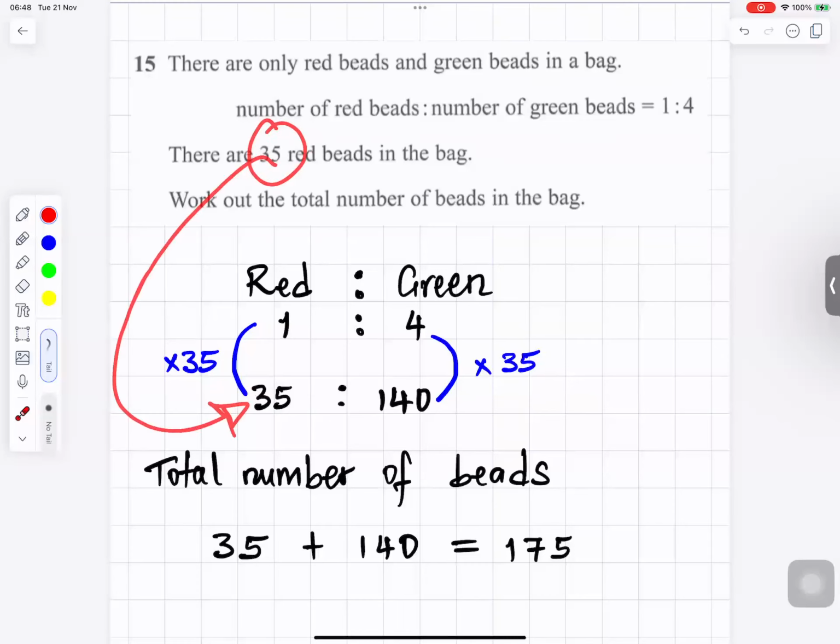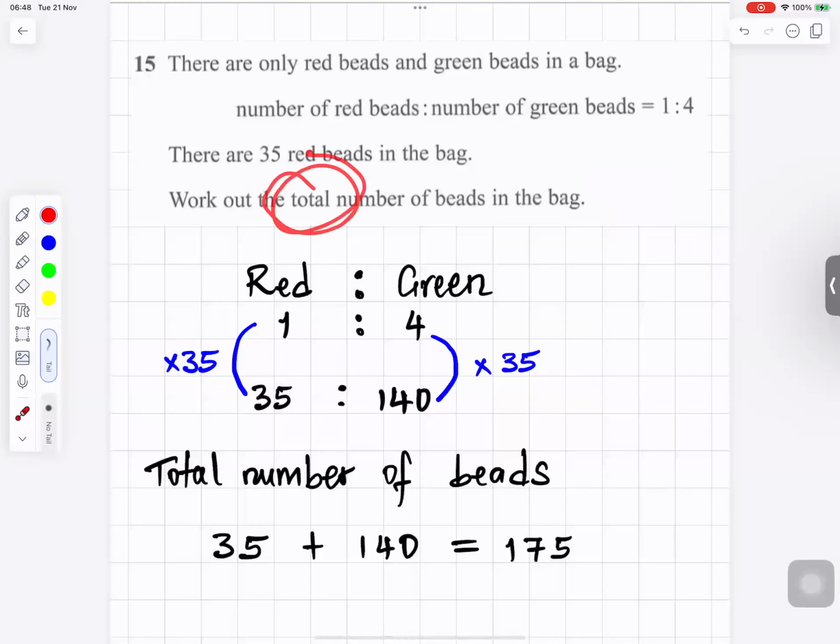So we want to get 35 reds. So what do you do to get to 35? You times by 35 on the left, you have to times by 35 on the right. So 35 on the left for red, and 4 times 35 is 140. The total number, we need to add them. 35 plus 140 is 175.